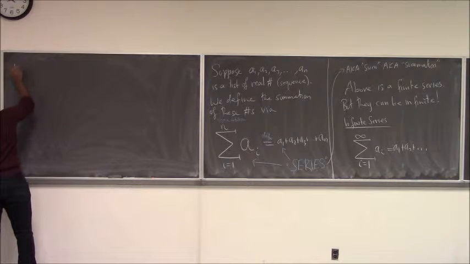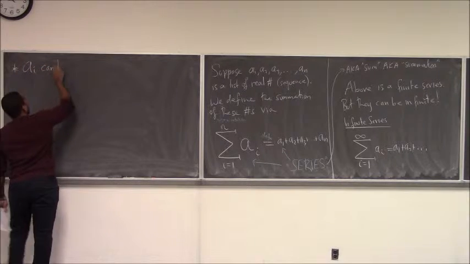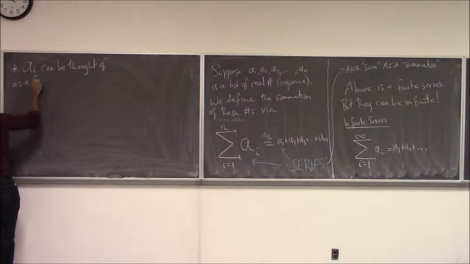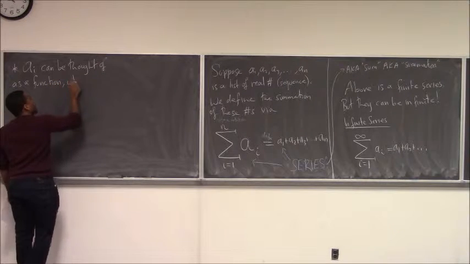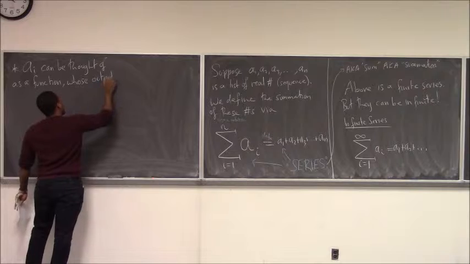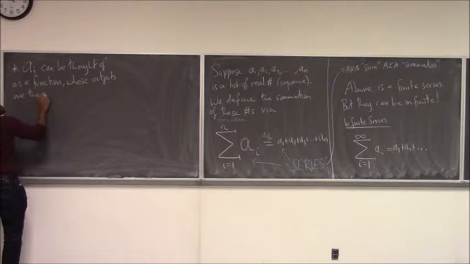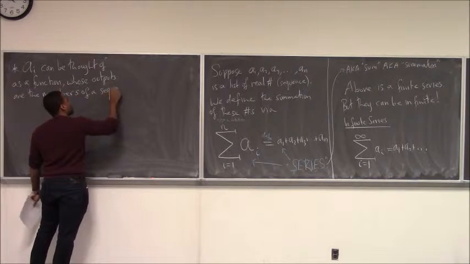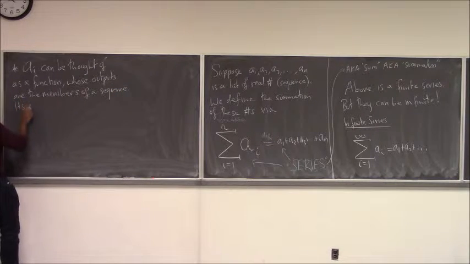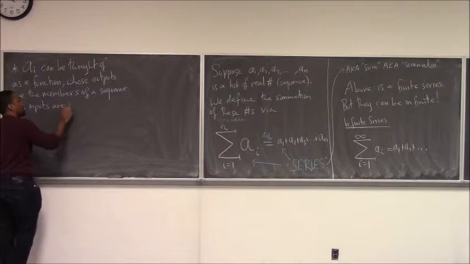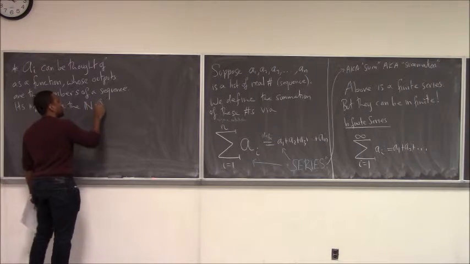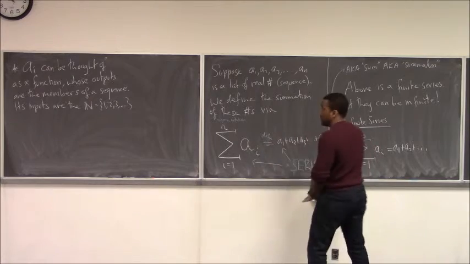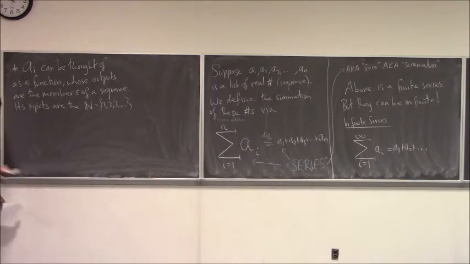Oh, by the way, a_i can be thought of as a function whose outputs are the members of a series sequence. Its inputs are the natural numbers. Okay, so that means 1, 2, 3. So we're doing something to count the place, the position that you're in. Some people start from 0, but the same ideas would hold.